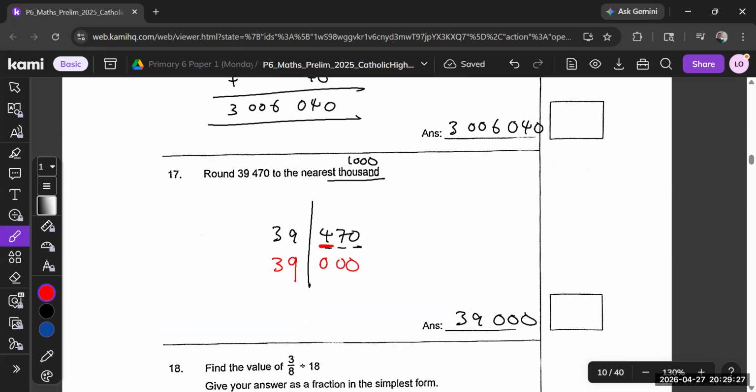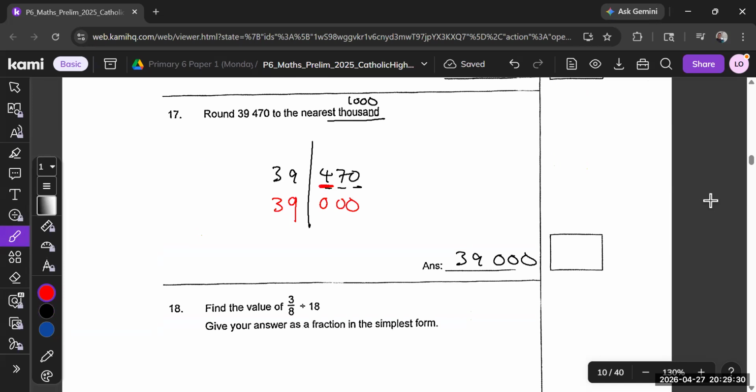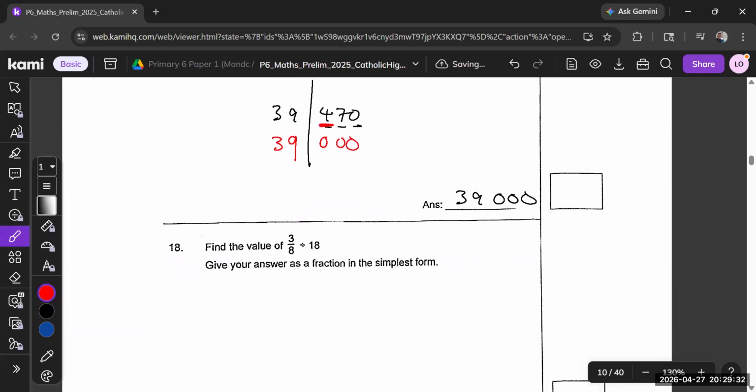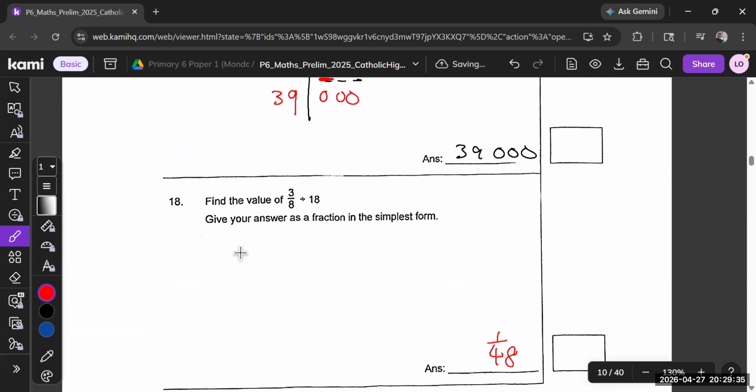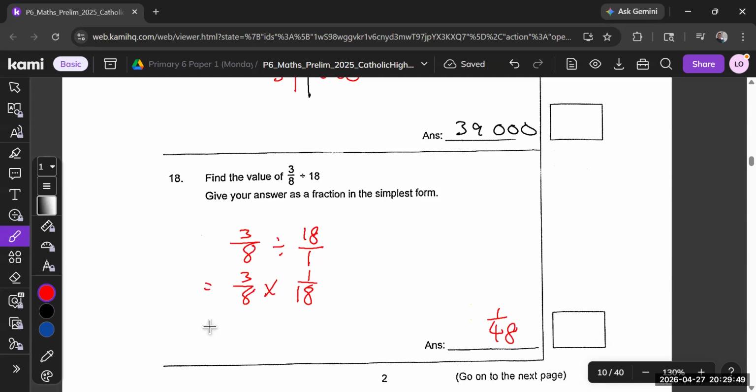All right, question number 18, also quite easy. Your answer is 1 over 48. How to get 3 over 8 divided by 18? Change the whole number into a fraction. Must change into a fraction. Keep, change, flip. Cancel. Cancel means divide. And then 18 also divide by 3, that gives 6. When you cannot cancel anymore, multiply. 1 times 1, 8 times 6, 48. That's it. All right, understand?